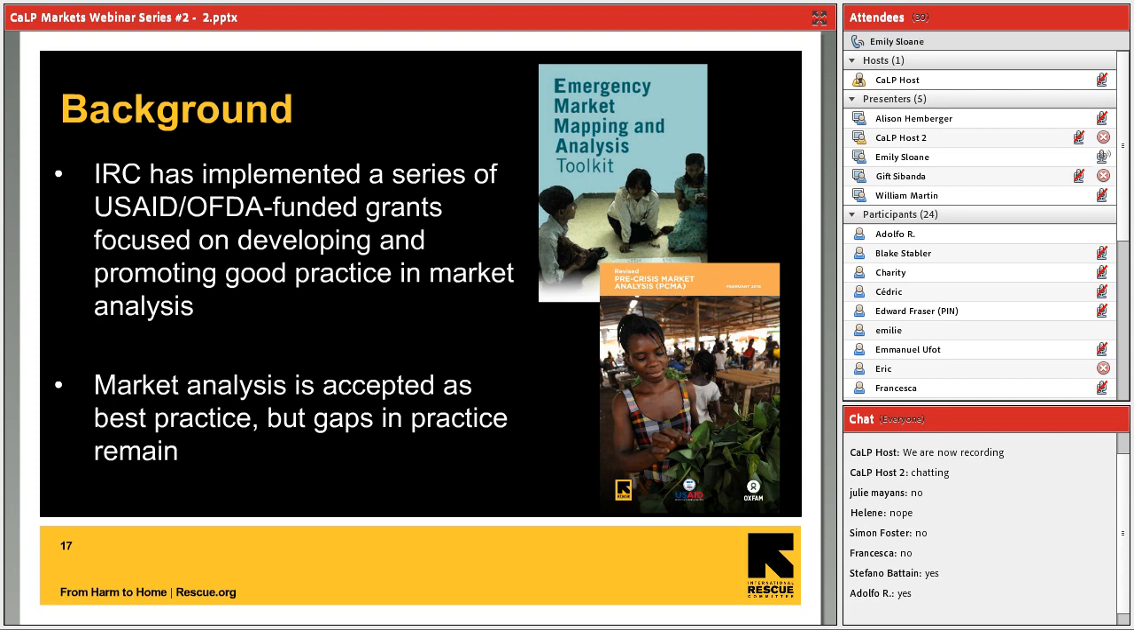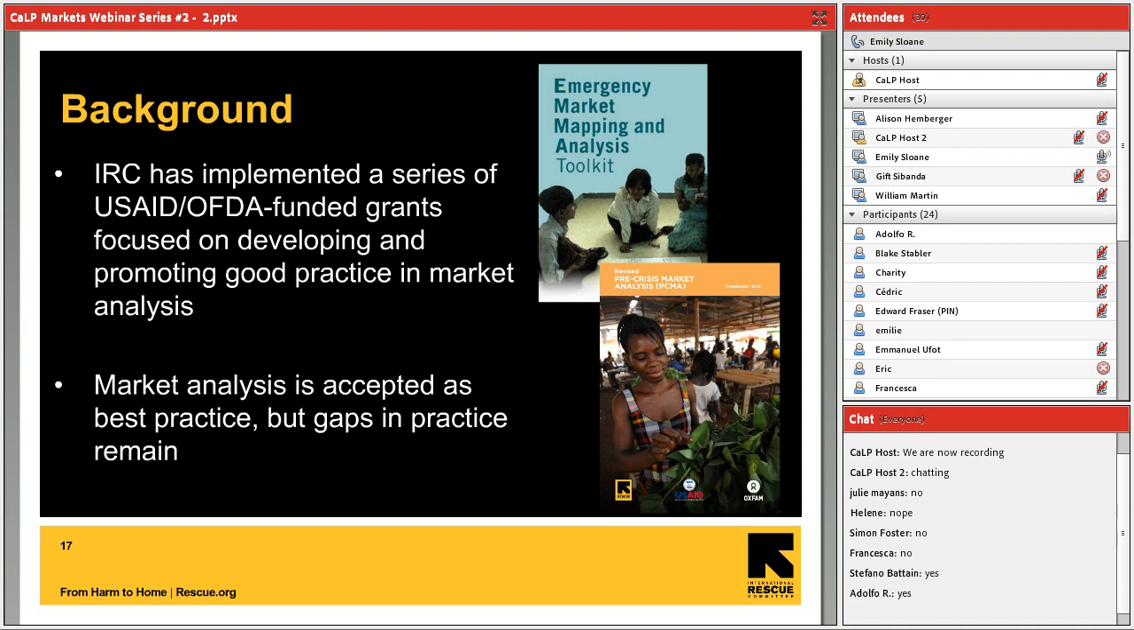And what we've observed, both from my own experience and from broader research that we've done, is that market analysis is generally now accepted as a best practice. There's no question about that. But gaps in practice still remain.